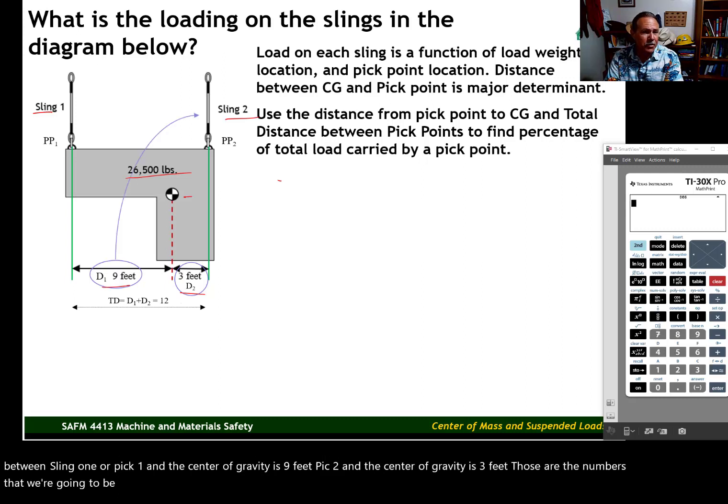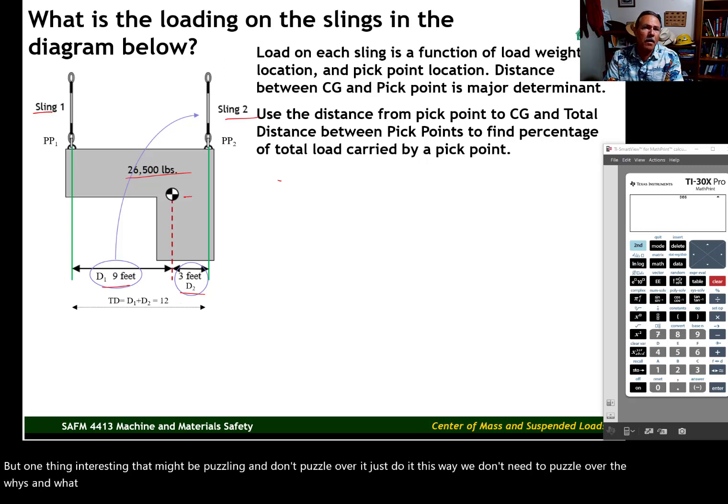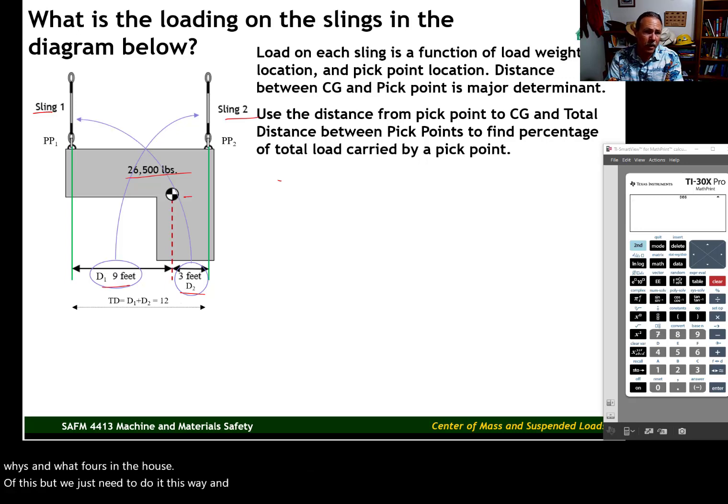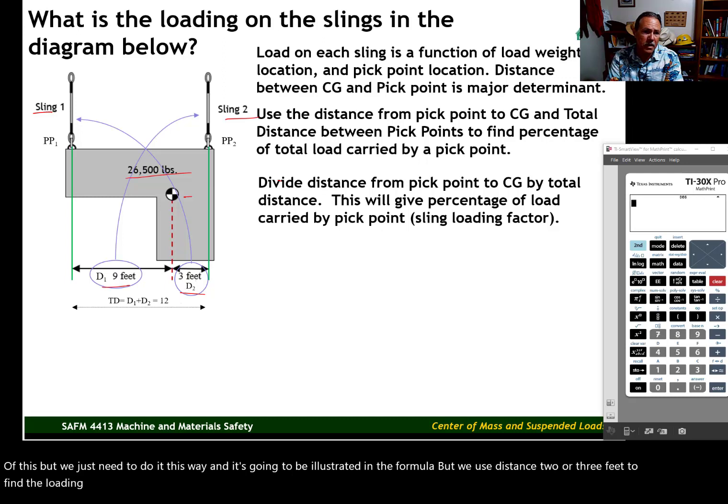But one thing interesting that might be puzzling, and don't puzzle over it, just do it this way. We don't need to puzzle over the whys and the what fors and the hows of this, but we just need to do it this way. And it's going to be illustrated in the formula. But we use distance 2, or 3 feet, to find the loading on sling 1. That's what these arrows represent. We use distance 2, in this case 3 feet, to find the loading on sling 1. And we use distance 1, 9 feet, to find the loading on sling 2.